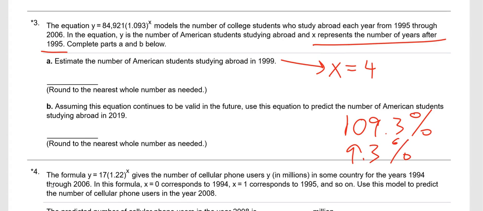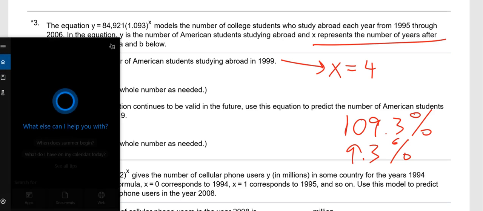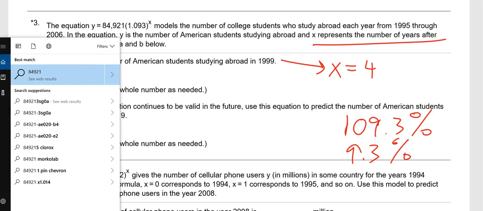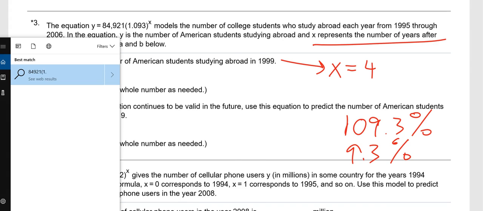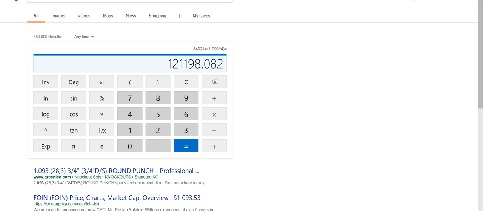That's a decent growth, which is why, oh, I lost it. Oh, there it was, the 121,000. Yeah, there is a calculator. Okay, 121,198.